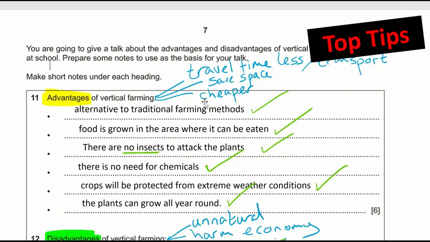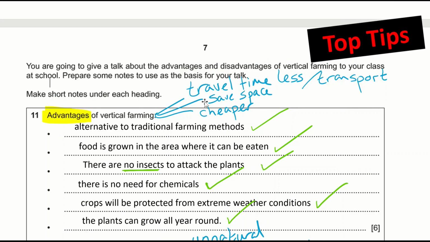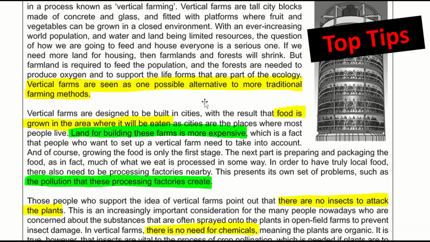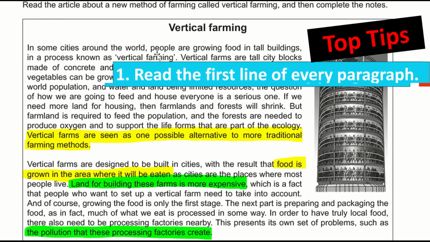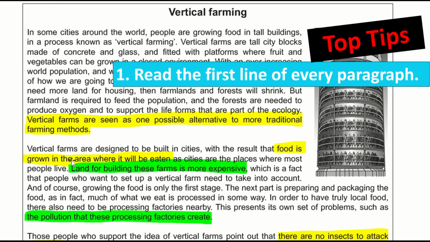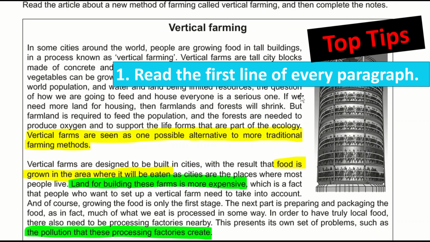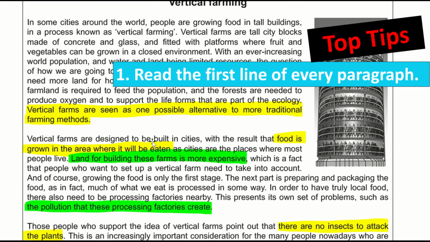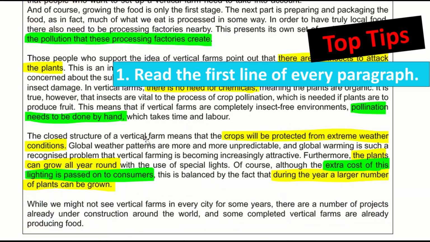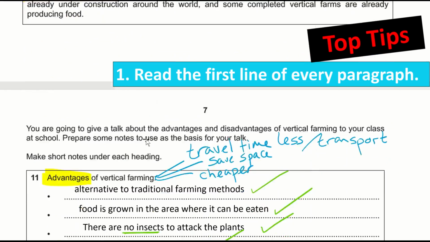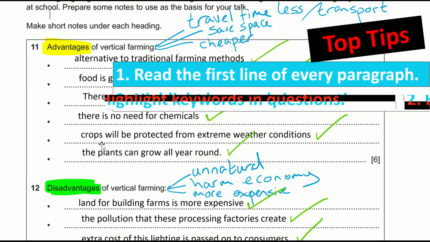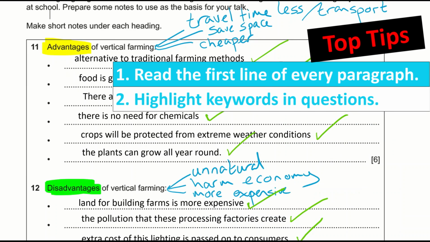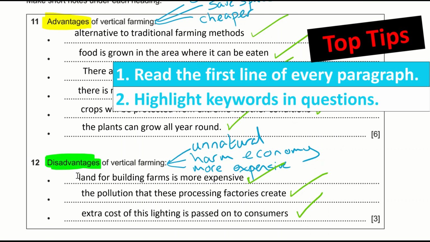So just to recap over the techniques that we went over to answer this section, when you look at the text, the first thing you do is read the first line of every paragraph. That will give you a good idea of what the text is about. Look at the title, look at any pictures or diagrams that they give you. Once you've read the first line of every paragraph, which you can do easily within 60 seconds, the second thing you do is you read the question, you look at what they are asking you to find, and you highlight the key words from the questions. So here we're looking at advantages and disadvantages.